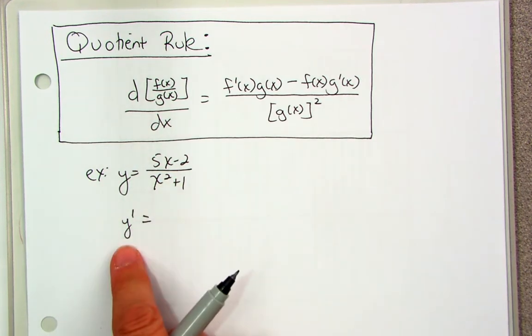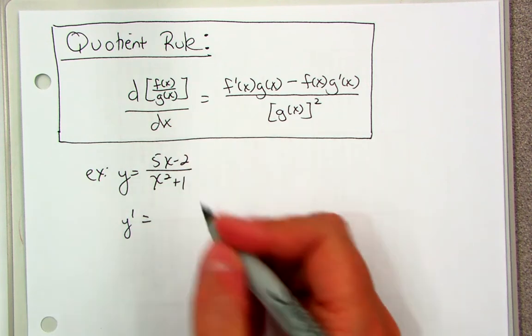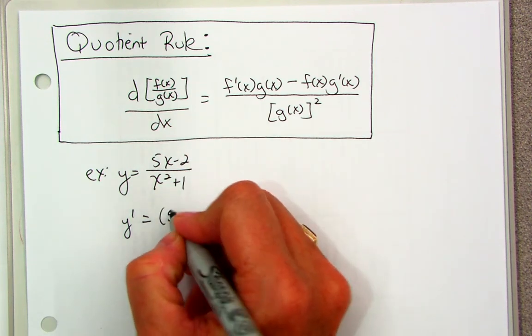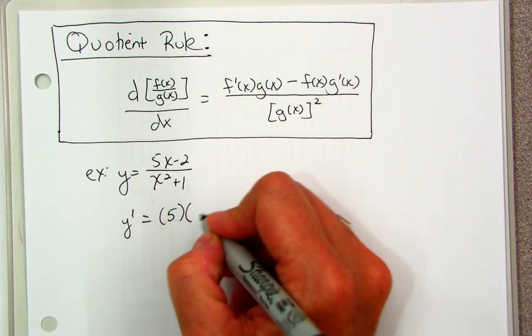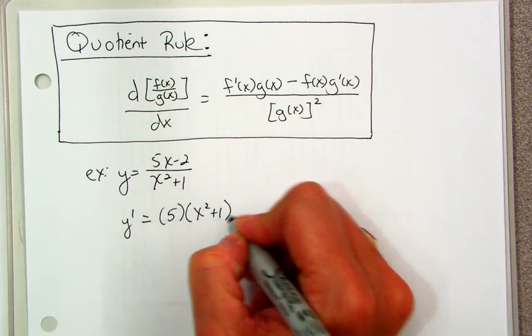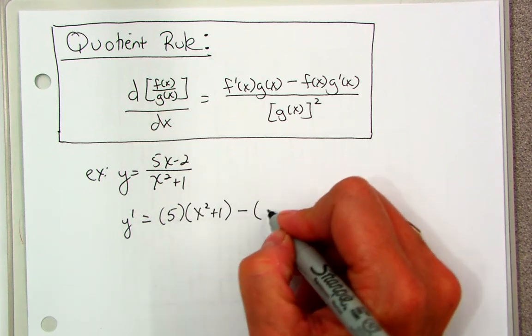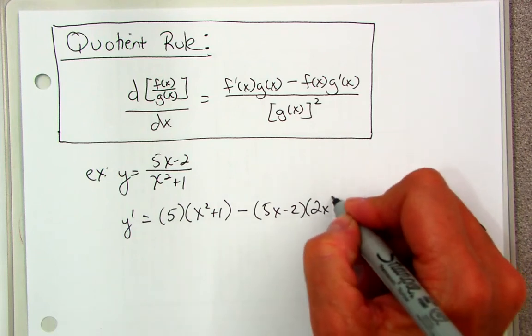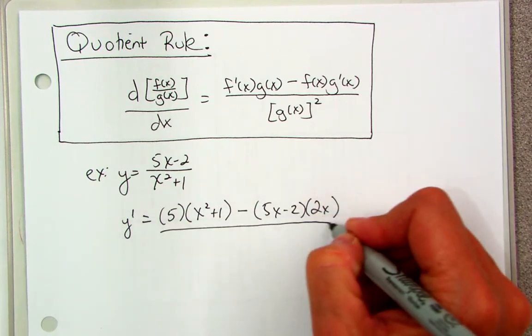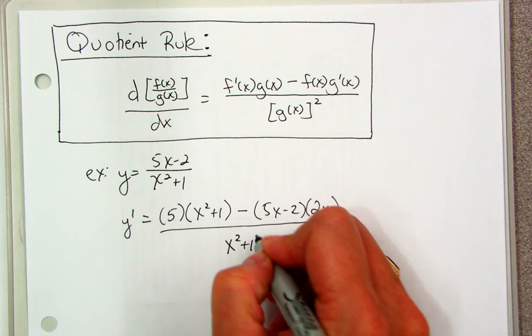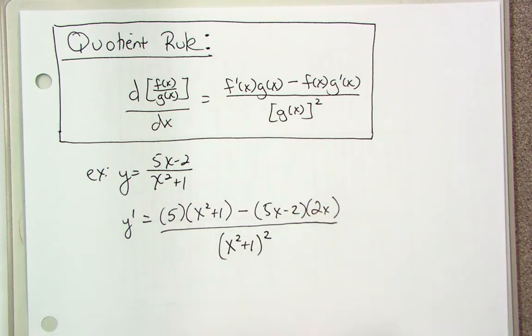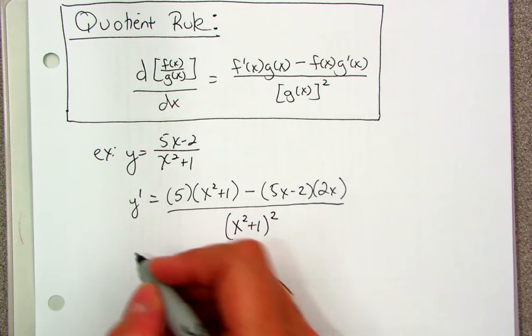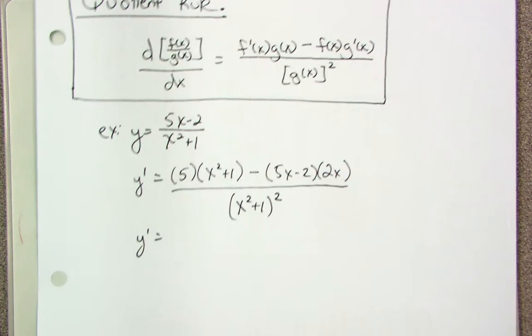I'm now going to take the first derivative. So I take the derivative of the numerator, copy the denominator, minus, copy the numerator, take the derivative of the denominator all over the denominator squared. Let's go ahead and continue to simplify this.